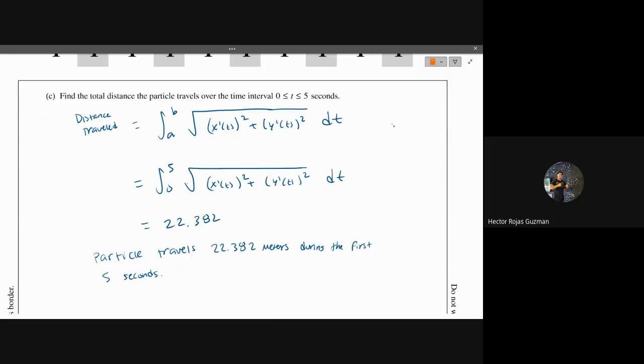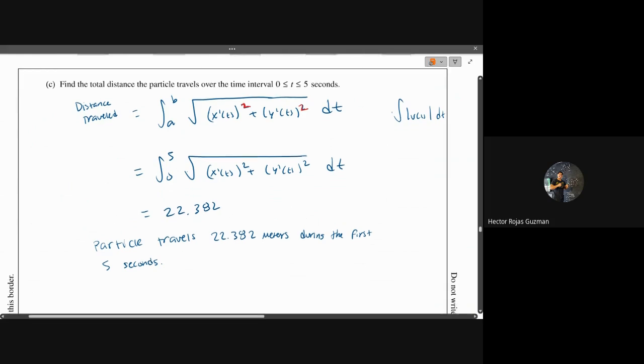Back in AB, we learned total distance traveled by taking the integral of the absolute value of v of t. And technically, you don't need the absolute value here because we are squaring. We're squaring x prime and we're squaring y prime. So even if they were negative, that square would make them positive. So the absolute value is not necessary.